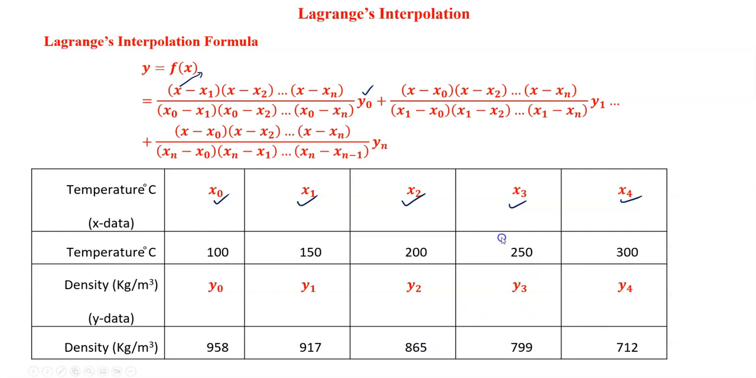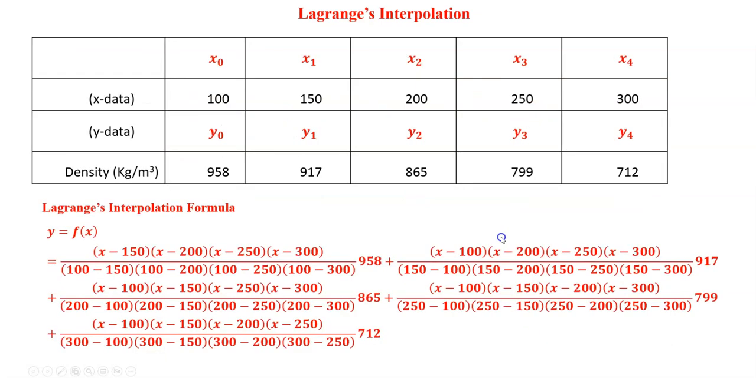Now we formulate the Lagrange's interpolation formula. So y is equal to f(x), that will be (x minus 150), that is x1, (x minus 200), then (x minus 250), then (x minus 300). Then for x0 equal to 100, we subtract all the data points: (100 minus 150)(100 minus 200)(100 minus 250)(100 minus 300), times 958.